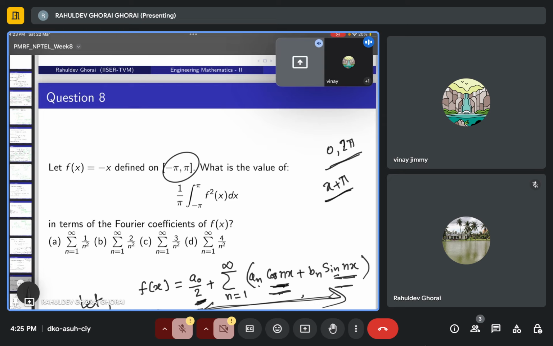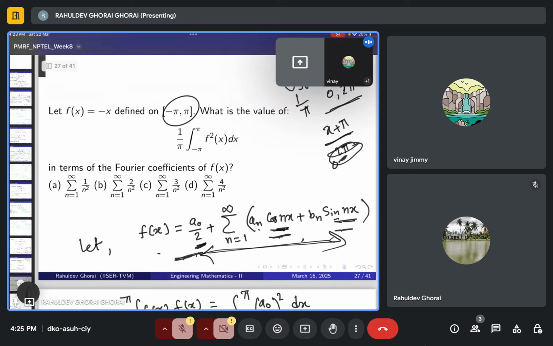So that's why don't do all those things. Use minus pi to pi instead of 0 to 2 pi, and all other things will be the same. No need to worry, because the length of the interval is 2 pi. So you put minus pi to pi instead of 0 to 2 pi. All other coefficients, like 1 by pi, all those things will be the same. Okay.